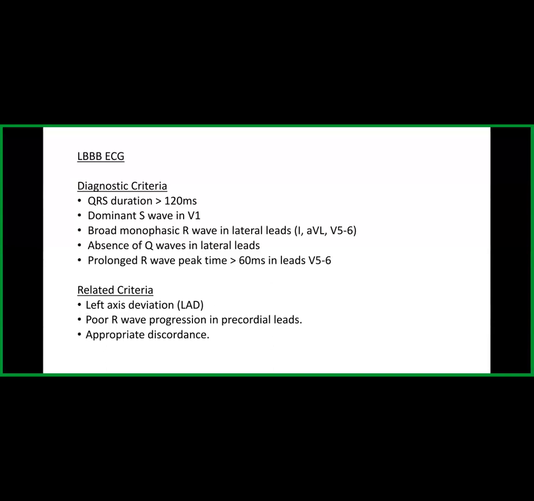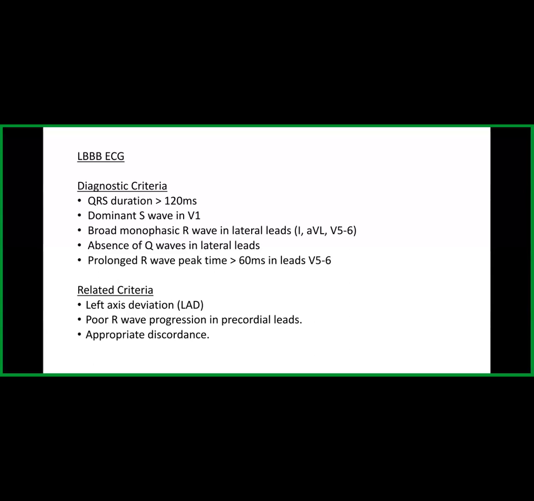Remember, I said before that the normal ECG will have a QRS complex which will be less than 100 milliseconds, which basically entails two small squares on the ECG, as we saw before. What else do we see in a left bundle branch block ECG? We will see a dominant S wave in V1.